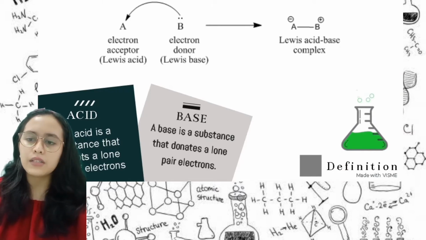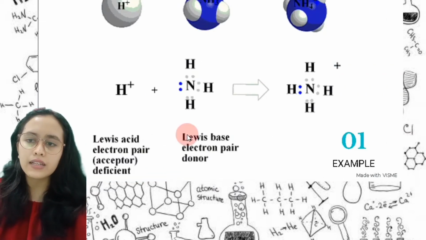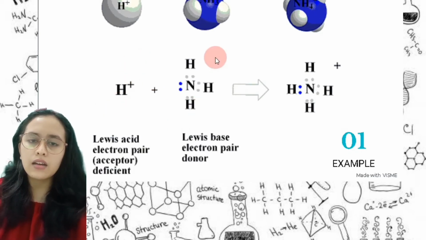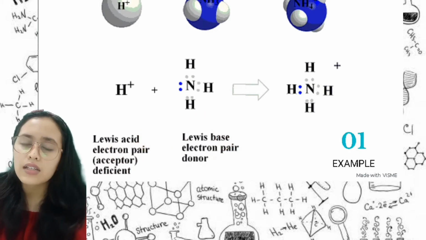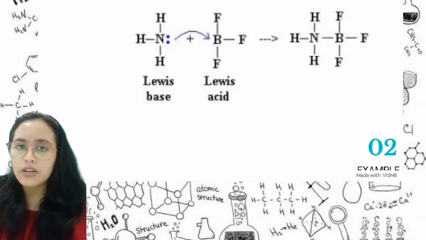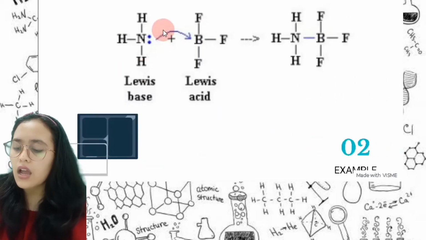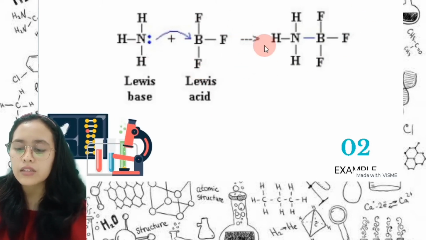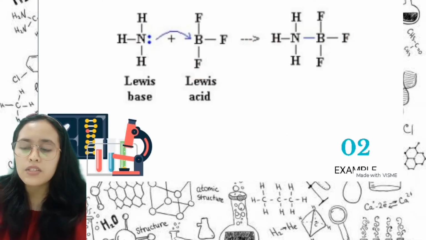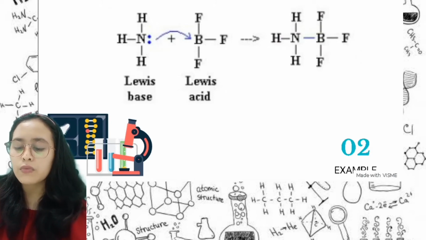This is an example. The hydrogen ion reacts with ammonia to produce the ammonium ion. The hydrogen ion is the Lewis acid and the ammonia is the Lewis base. This is the second example. The ammonia reacts with boron trifluoride and produces the ammonia boron fluoride complex. The ammonia is the Lewis base because it donates a lone pair of electrons, and boron trifluoride is the Lewis acid because it accepts a lone pair of electrons.